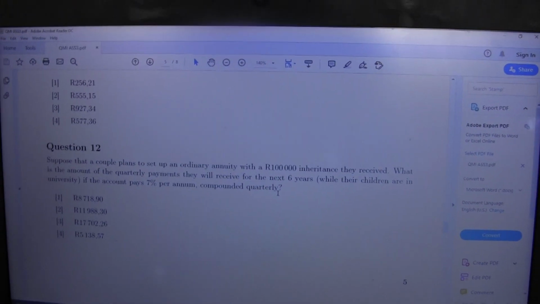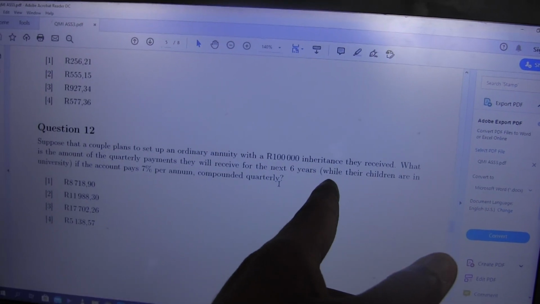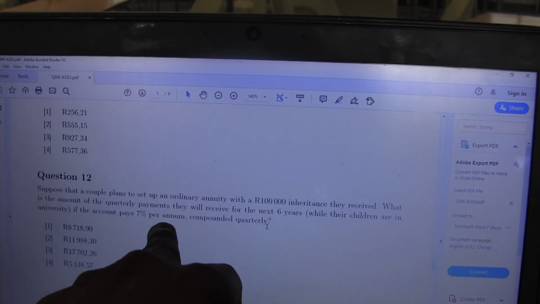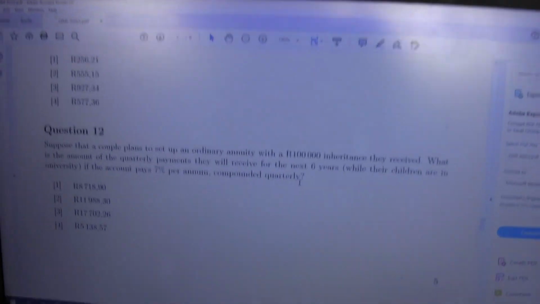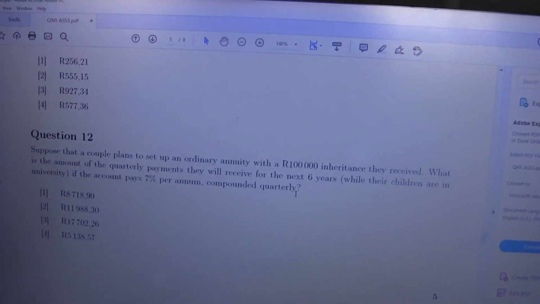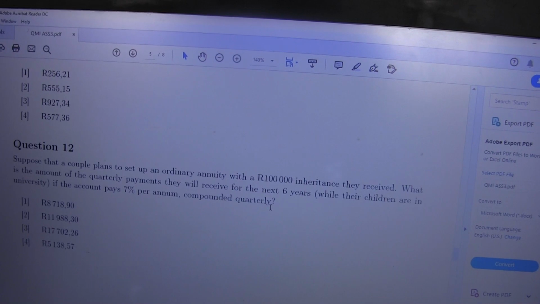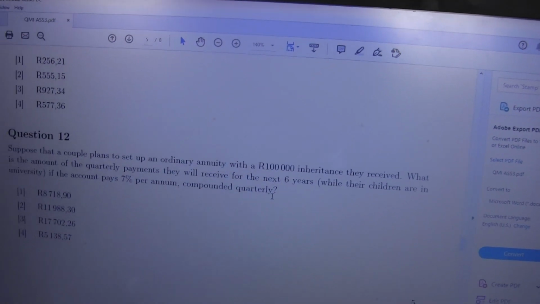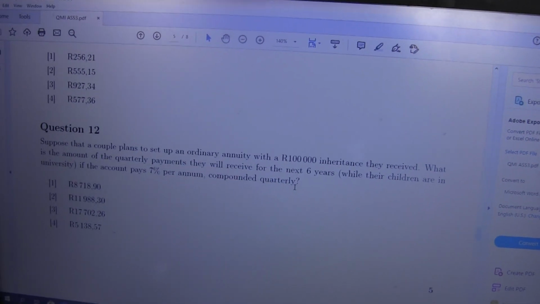The quarterly payments they receive are for the next 6 years, while their children are in varsity, if the account pays interest compounded quarterly. So quarterly means you're going to use 4. Should I apply present value or future value? I'm going to apply present value for this case. You know why? Because they receive the money, it means they have it.